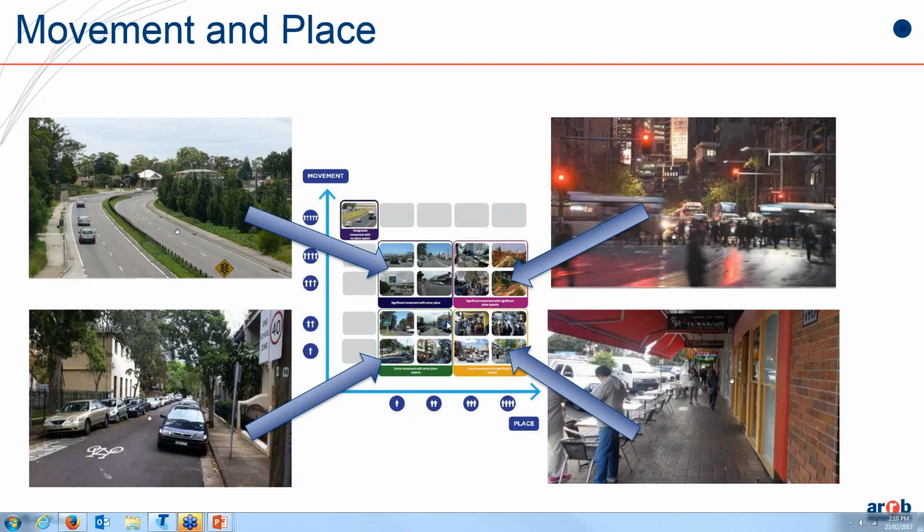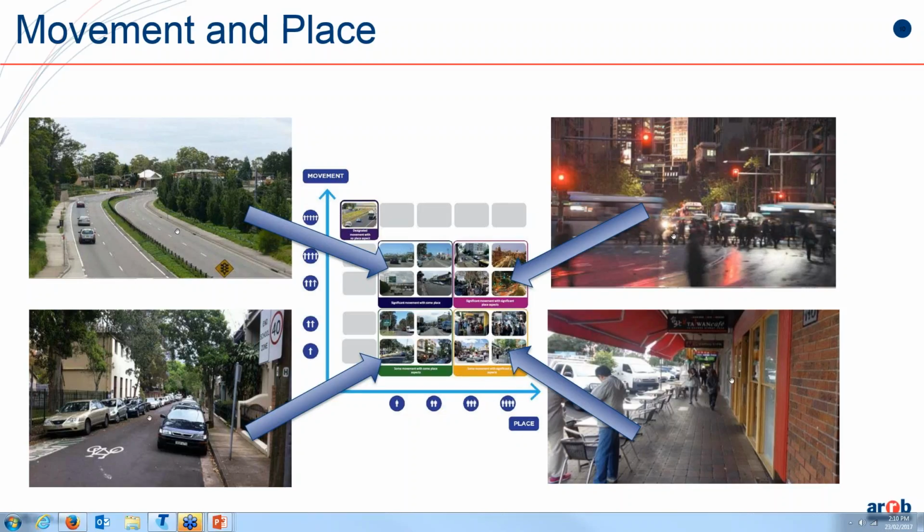Then you also have the high movement function, which is more of a high-performance arterial or even a motorway. Then you have complex interactions where there's a place function and at the same time a heavy movement function, such as a primary arterial running through the CBD. So what that means is that if we recognize each link in the network to belong to any one of these quadrants, we can then designate certain functionalities that we are supposed to achieve.